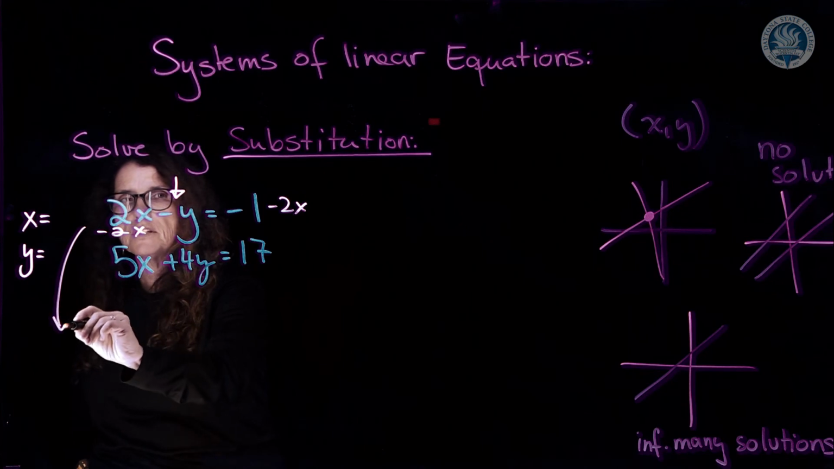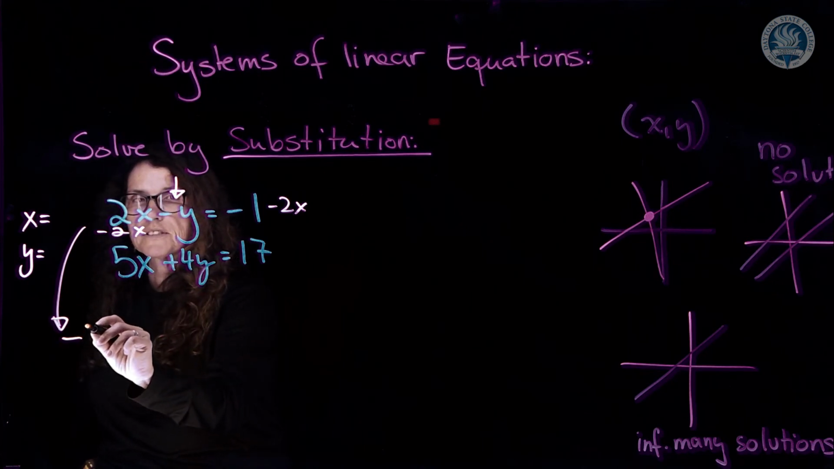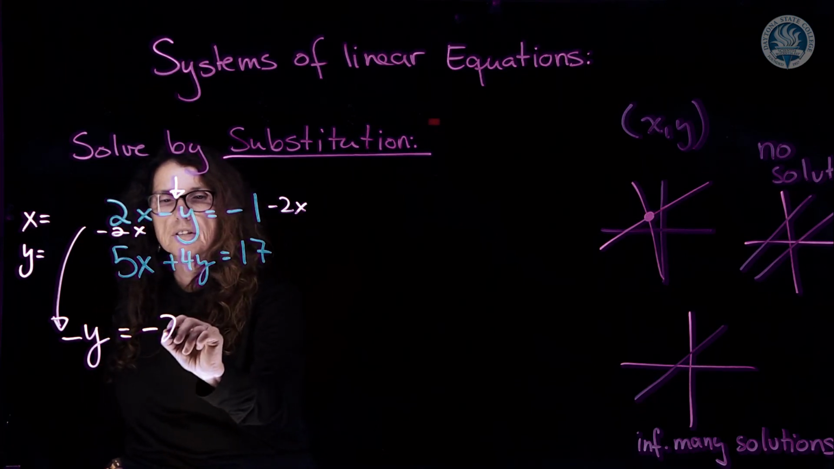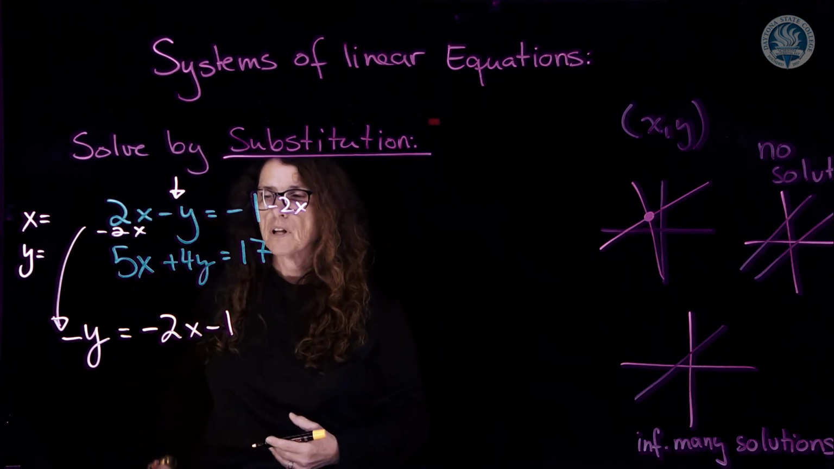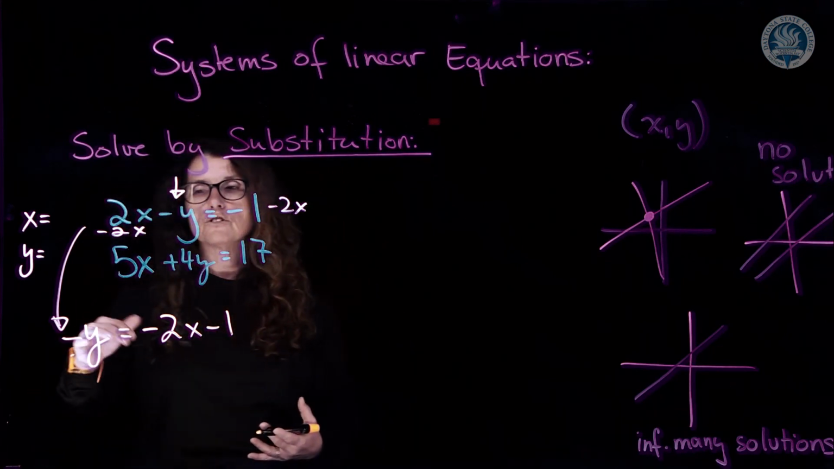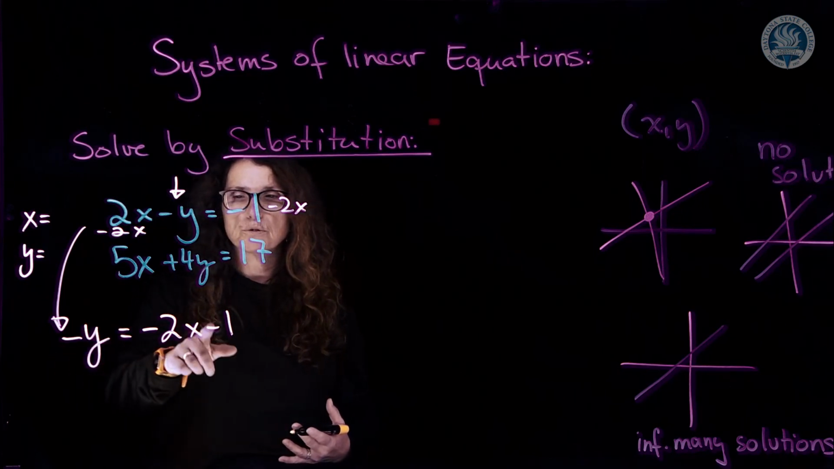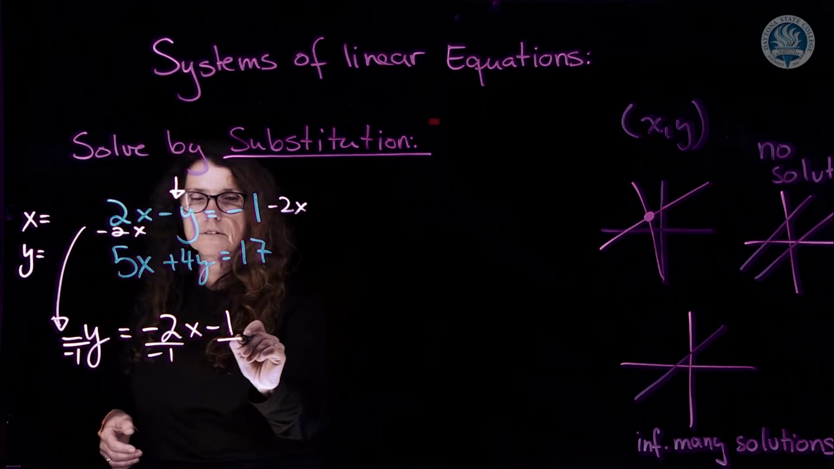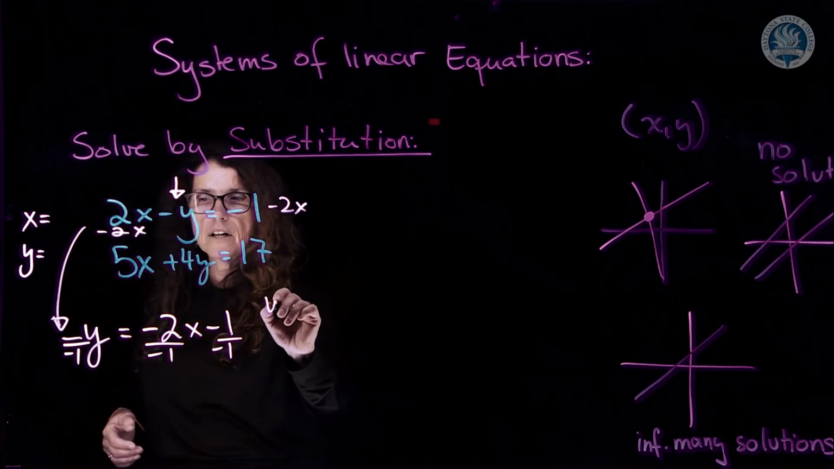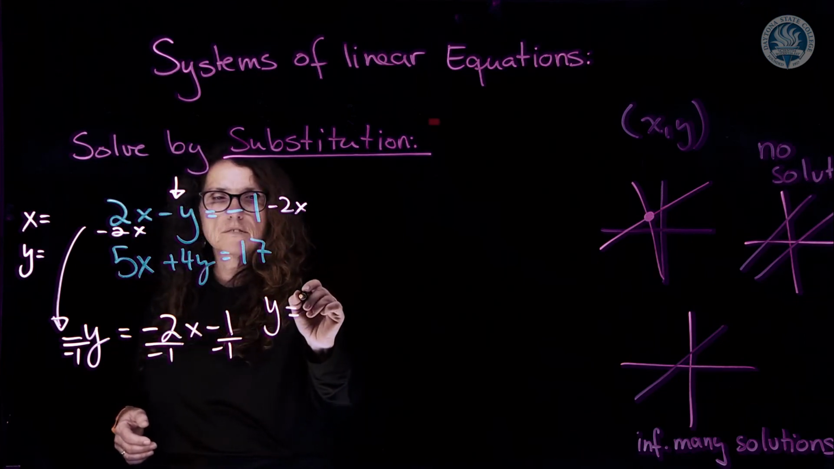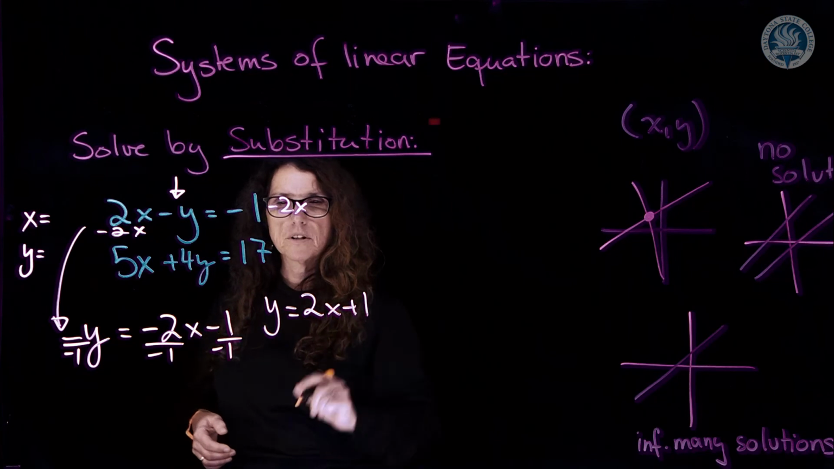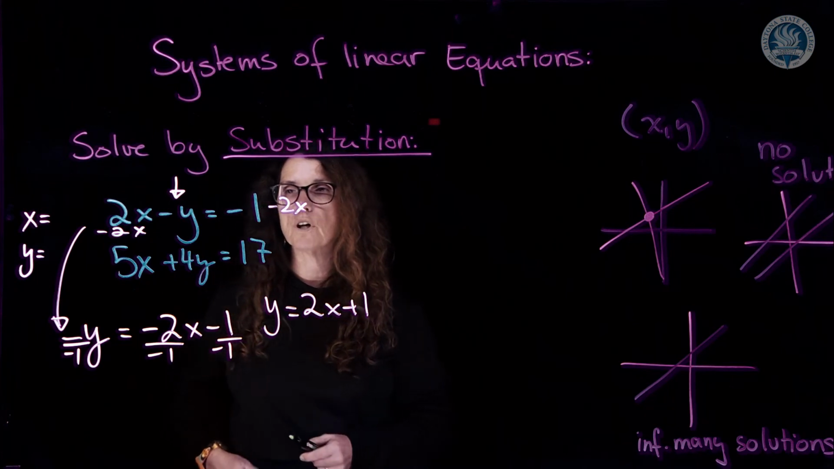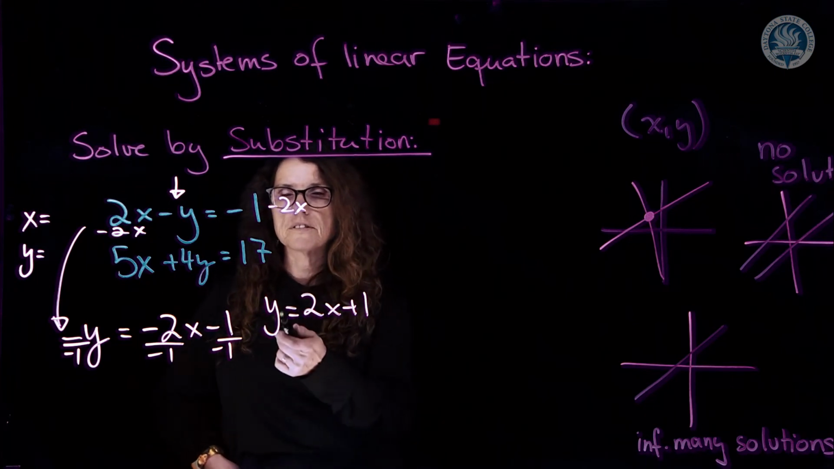Let me continue down here. Be careful, this one says negative y. Negative y equals, let me write the x term first, negative 2x minus 1. Am I interested in negative y? No. You have to change this to positive y by dividing all three terms by negative 1. This becomes y equals, negative divided by negative is positive, 2x plus 1. So now I have accomplished my goal of isolating one of the two variables, in this case y.